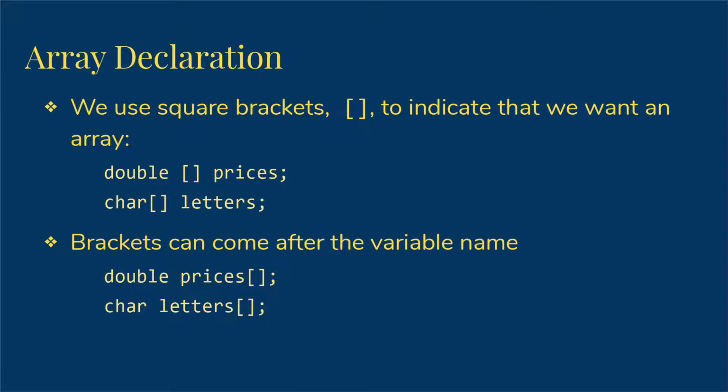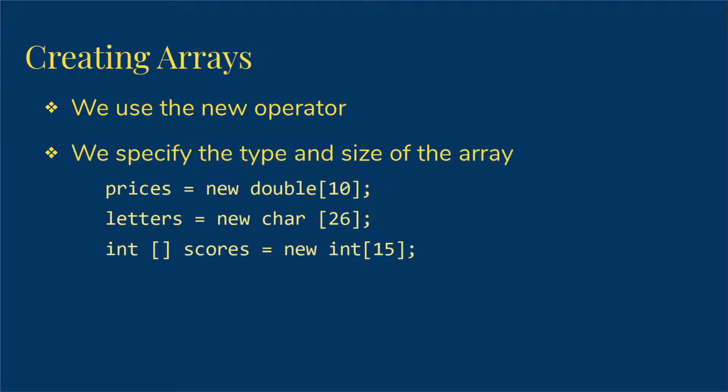Note that the brackets actually can come after the variable name. That is not recommended. It doesn't really make as much sense, but it's how things are done in some other languages, and so Java still supports that ordering. So when we start to actually create our arrays, as I said, they're a kind of object, and so we're going to use that new operator, the keyword new.